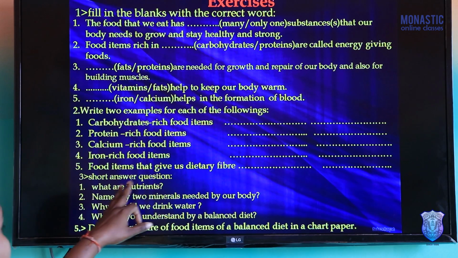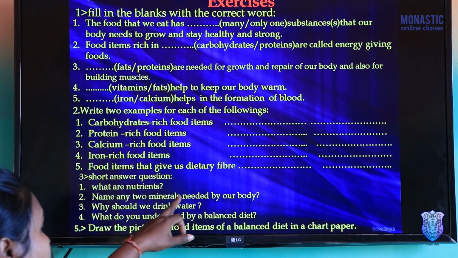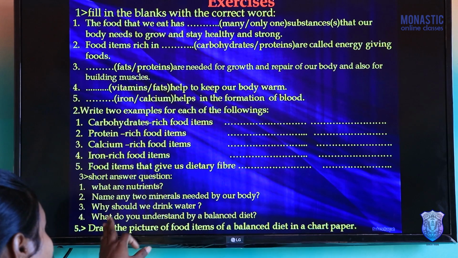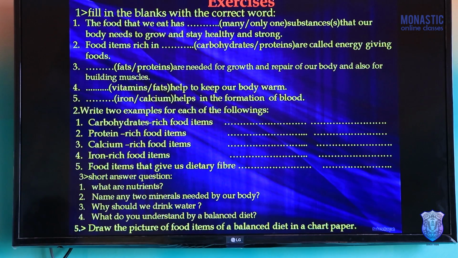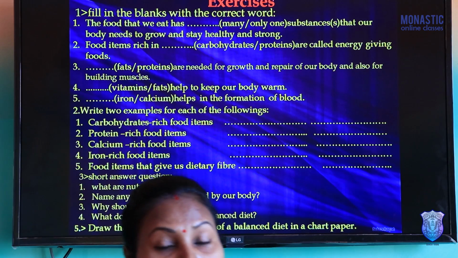Number 3, short answer questions. Name any 2 minerals needed by our body. Why should we drink water? What do we understand by a balanced diet? And in number 5, you have to draw a picture of food items of a balanced diet on a chart paper.